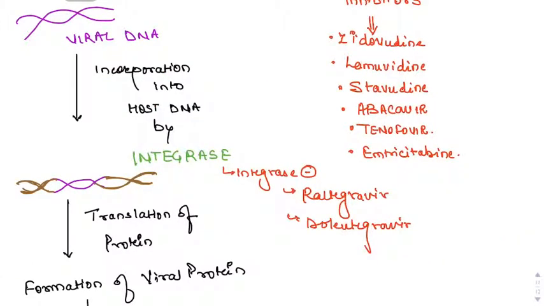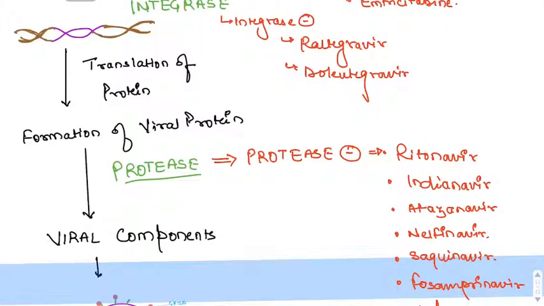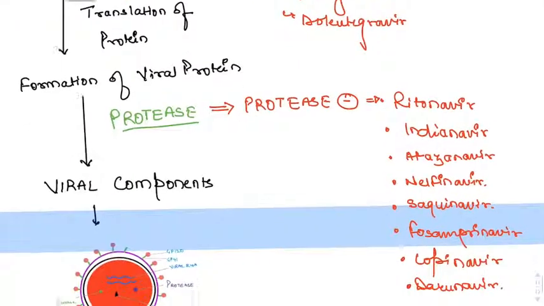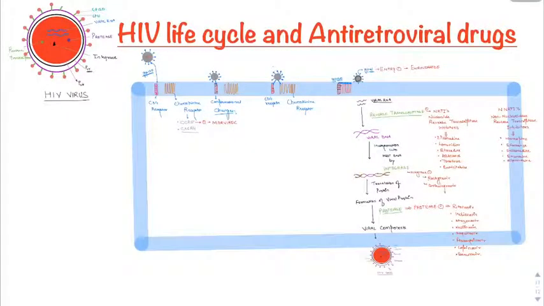Now the next drug class is the integrase inhibitor. Here we have raltegravir and dolutegravir. Then we have the third enzyme inhibitor, which is the protease inhibitor. Here we have ritonavir, indinavir, atazanavir, nelfinavir, saquinavir, fosamprenavir, lopinavir and darunavir. So this was all about the HIV life cycle and the antiretroviral drugs.